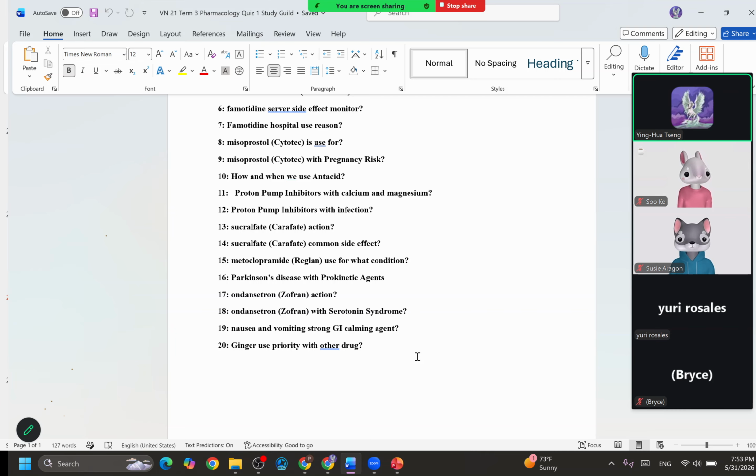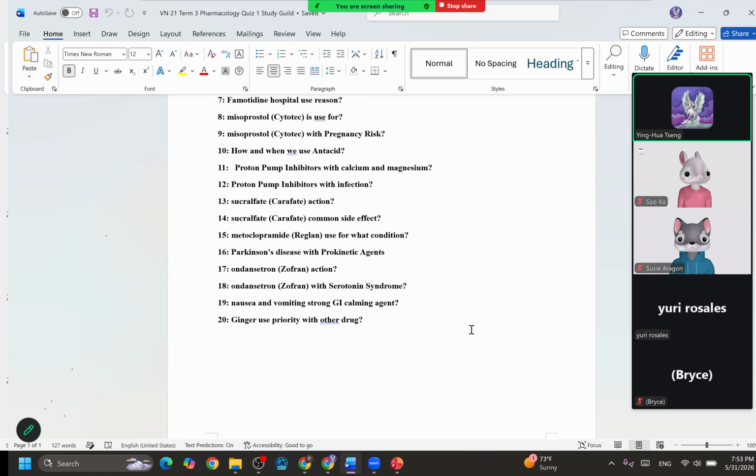All right, Carafate, the common side effect. Constipation. For antacids the side effect is usually constipation and also diarrhea, either way one of them. But for Carafate it is constipation. Yes, correct. Okay, remember this: Carafate is constipation.